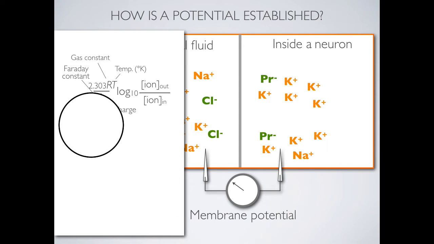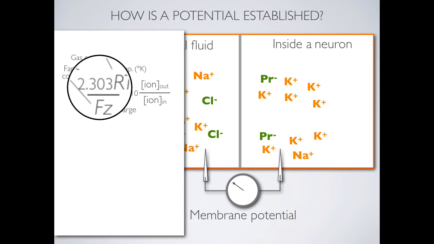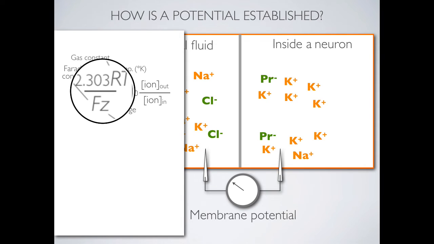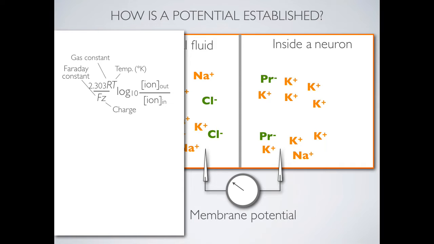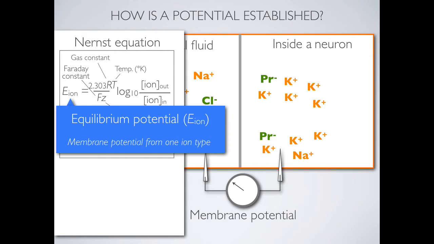There's some ugliness here, but fortunately, these are all constants, and basically we're talking about body temperature, so this just boils down to a value of 61. And we set that equal to this voltage. So this is a beautiful model. You only really need to know the valence and the concentration difference of an ion to predict how it's going to affect a voltage. And so it's a big deal.